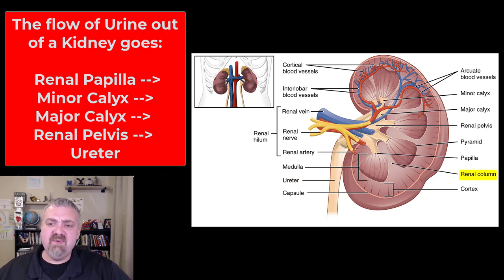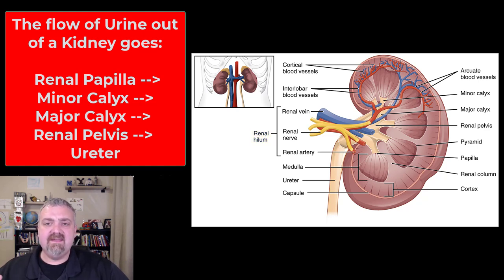You see the renal columns between the renal pyramids. A renal pyramid plus the renal columns around it is what's called a lobe of the kidney, if you've ever heard that term. Other important things here, the renal hilum. The hilum is the area where everything enters and exits the kidneys, so it's going to be arteries, veins, nerves, etc. That's called the hilum. I think those are all of the key terms there.